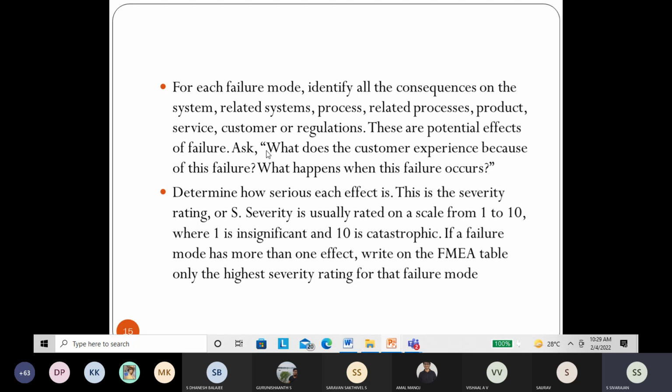When you want to, first identify the failure mode. The next thing is, what are the effects or consequences? What does the customer experience because of the failure? That's what we did in the ATM example: what happens when this failure occurs. All these things, and determine how serious each effect is. This is the severity rating.